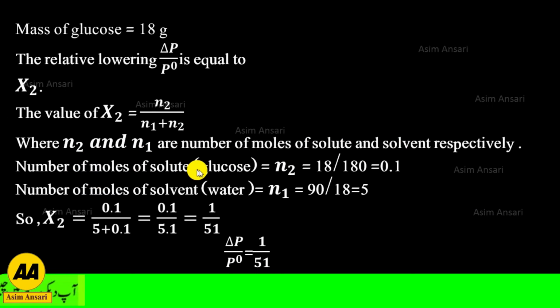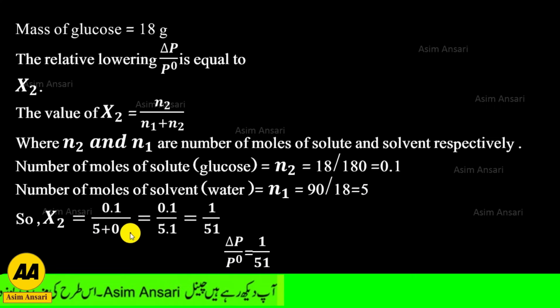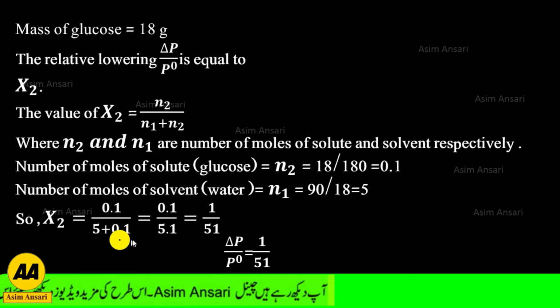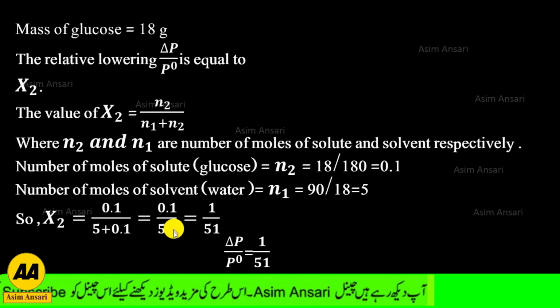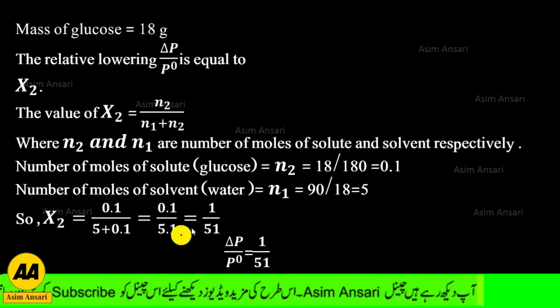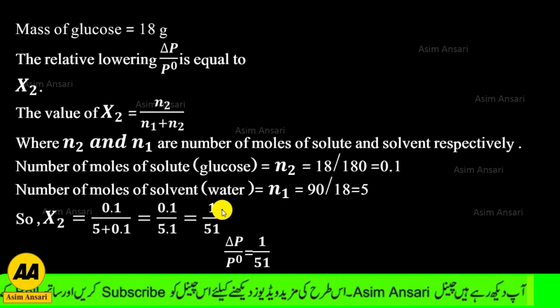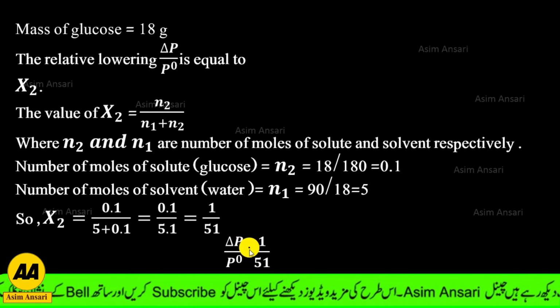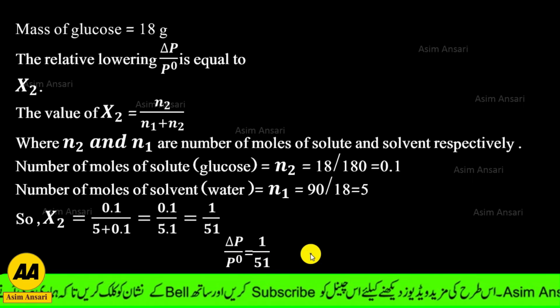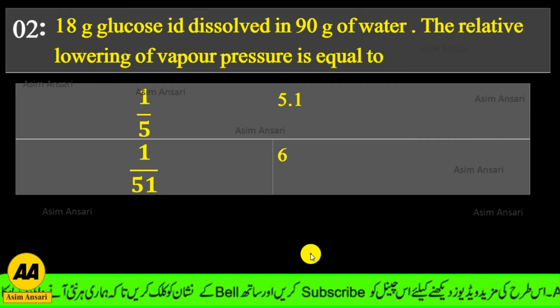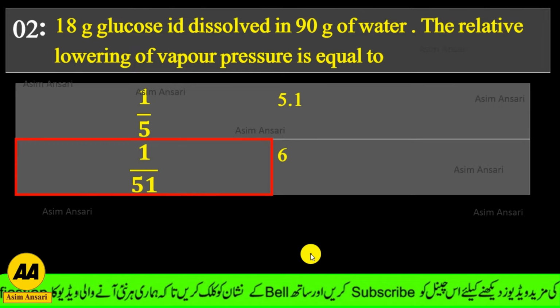Number of moles of solute, meaning glucose, is equal to 0.1 and number of moles of solvent, meaning water, is equal to 5. So x2 is equal to 0.1 over 5 plus 0.1, and this is equal to 0.1 over 5.1, which is equal to 1 over 51, and del P over P naught is equal to 1 over 51. So the exact answer is 1 over 51. That will be the exact answer of this question.